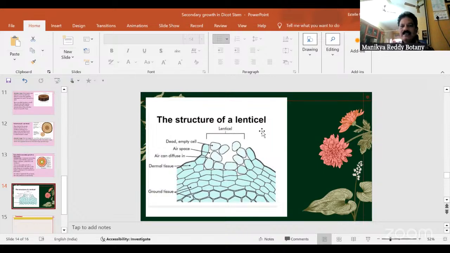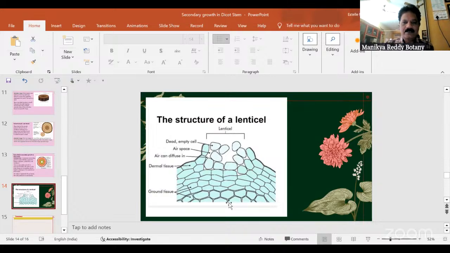These aerating pores are called lenticels. Lenticels help in exchange of gases in secondary stems. The loosely packed tissue seen here is called simple parenchymatous tissue. There is loosely packed tissue, parenchymatous tissue. Simple parenchymatous tissue is seen here.